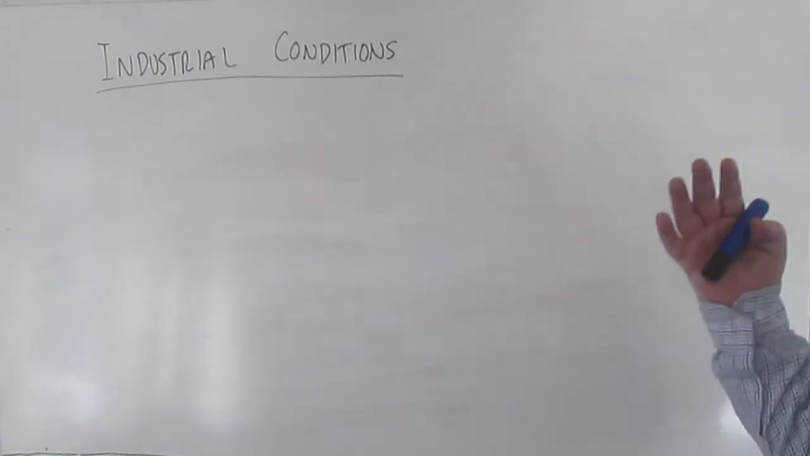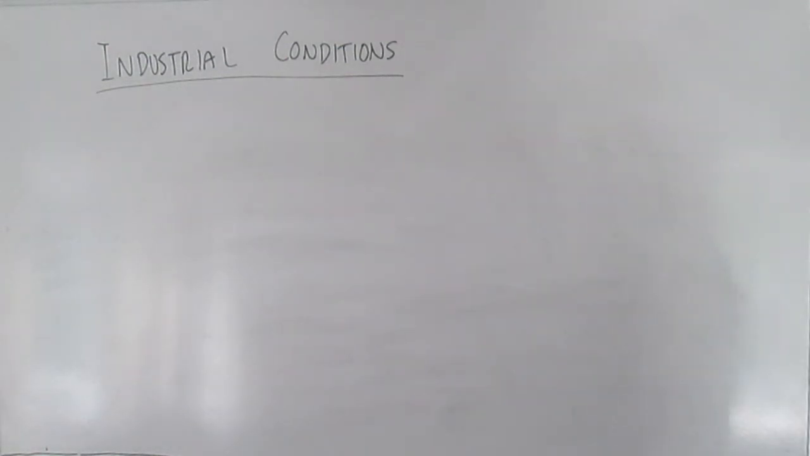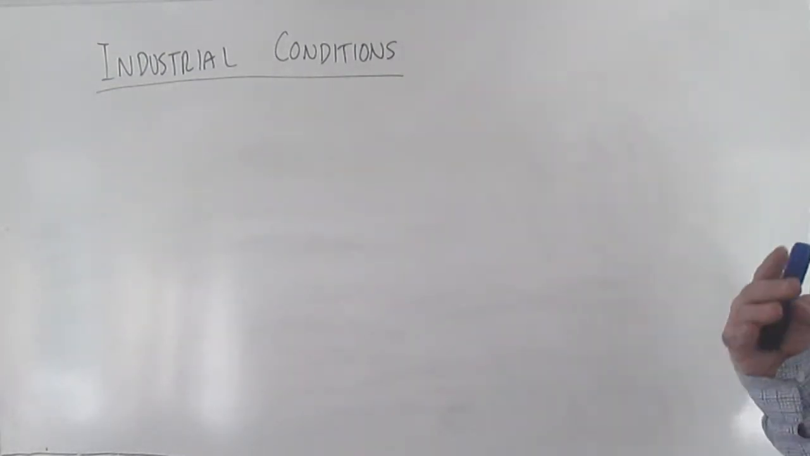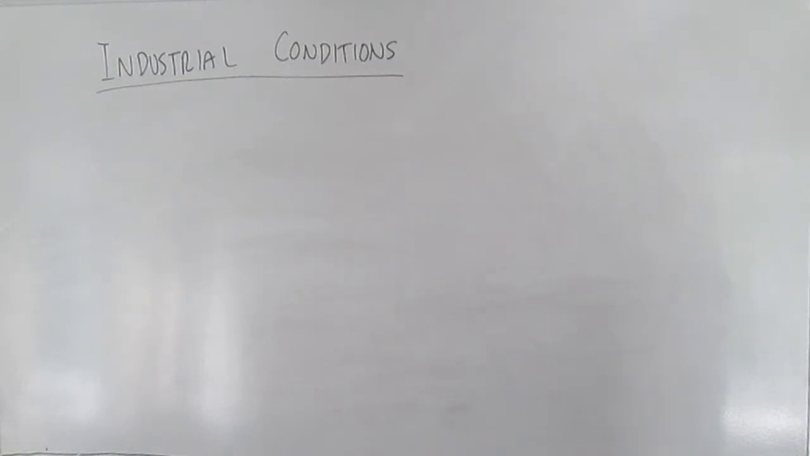Now that you know a bit about both rate of reaction and equilibrium, it's important to be able to bring those two things together in order to discuss the conditions used for industrial processes. Because both of those things tend to be important.